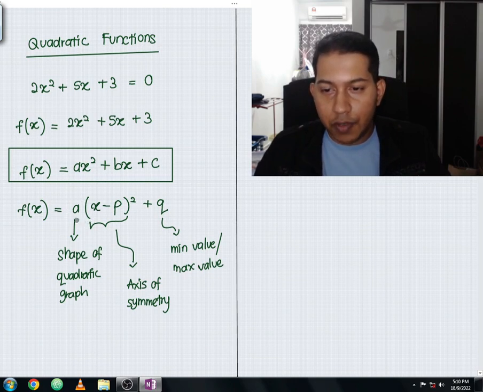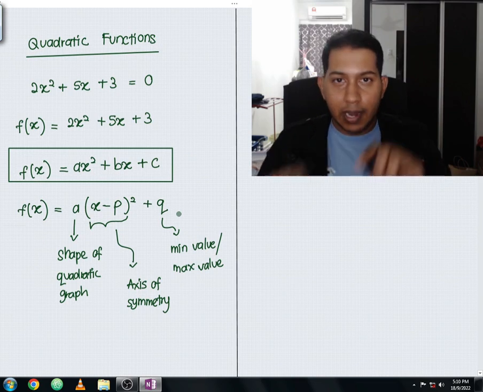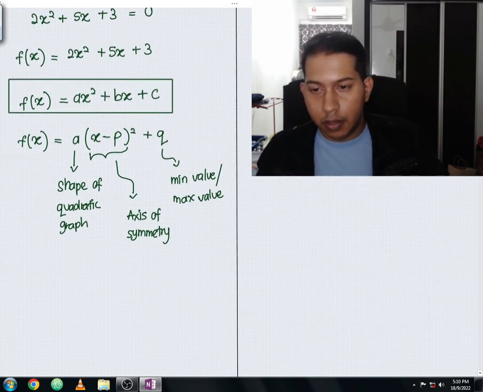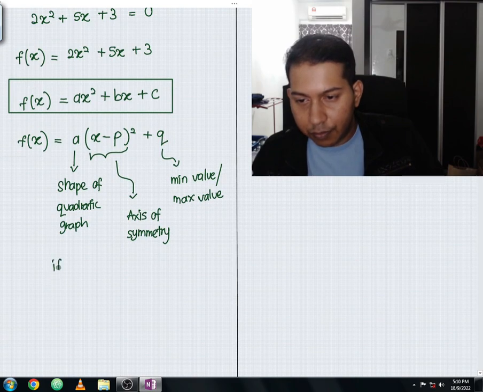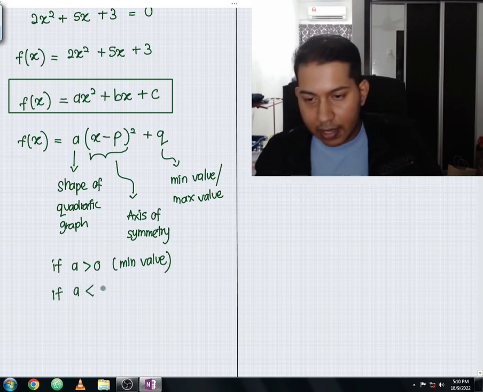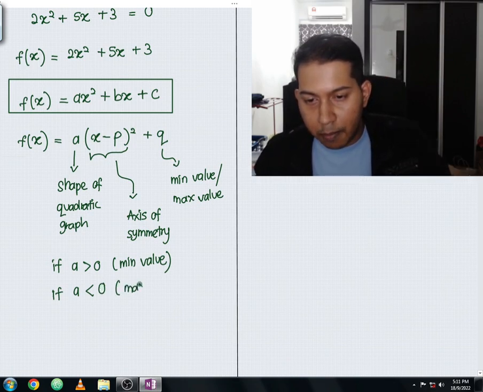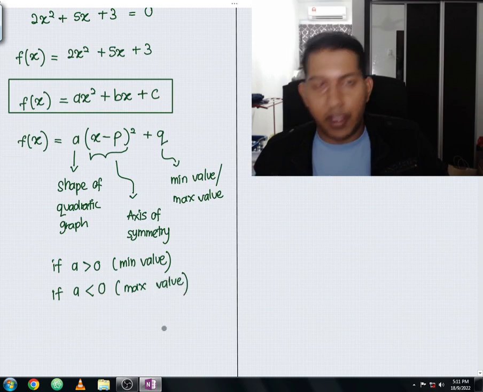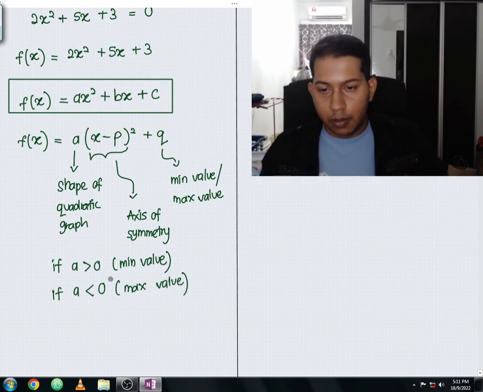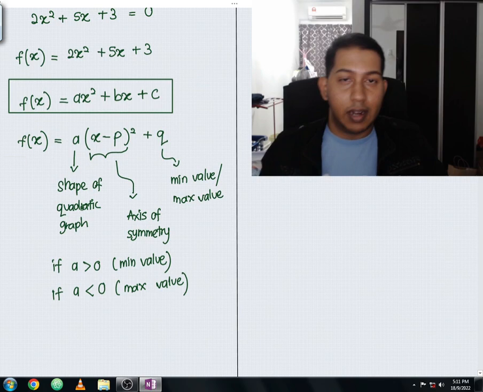So how the coefficient of A is going to affect the value of q, let me explain now. If coefficient A is more than 0, you will get a minimum value, and if your value of A is less than 0, which means you have some negative value, then you will get a maximum value. And I've told you that the coefficient A also determines the shape of the quadratic graph, right?